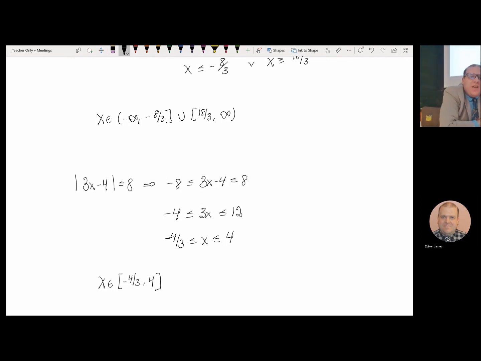Knowing how to solve absolute value inequalities, again, fairly important. The absolute value is fairly straightforward. Questions there? Questions about absolute values in general?